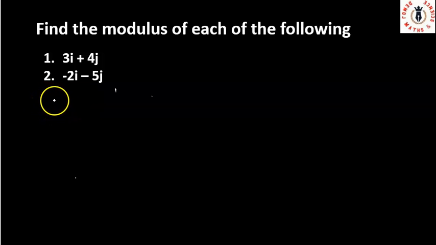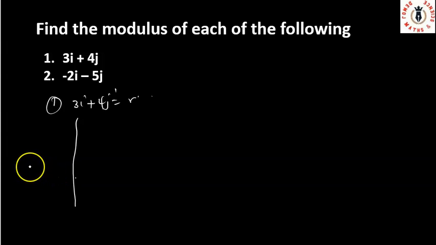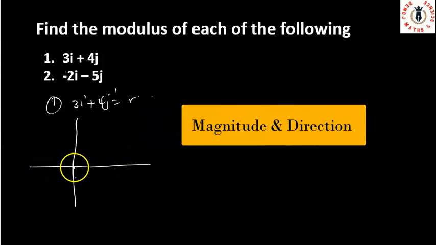Well, to find the modulus of this vector, 3i plus 4j, let's call this r. Let's label the vector r. Now when considering a vector, remember the unique thing about a vector is that it has both magnitude and direction.